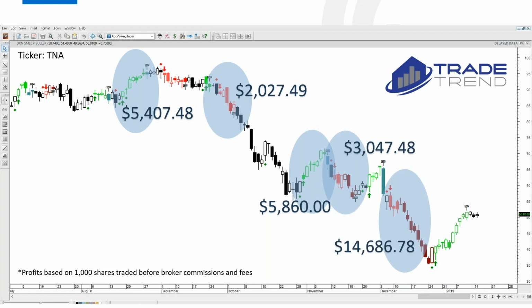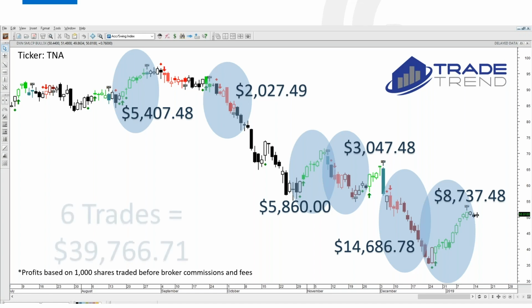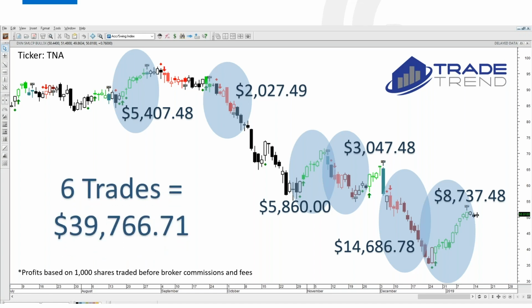If you had shorted 1,000 shares, it would have profited over $14,000. And look at that. Look at how it caught the very bottom of that move and told us to get long. Profit of nearly $9,000. So this is just 6 trades. Again, daily charts, 6 trades, and it netted nearly $40,000. Okay, that's what's possible with the Tradetrend add-on.